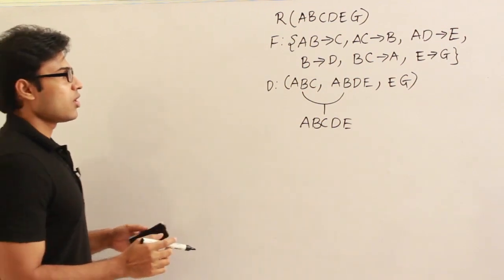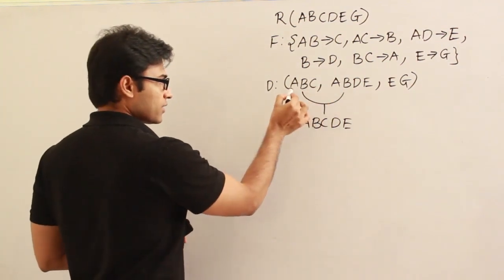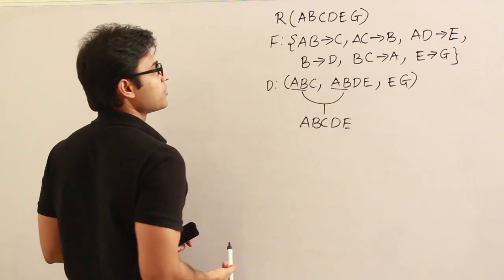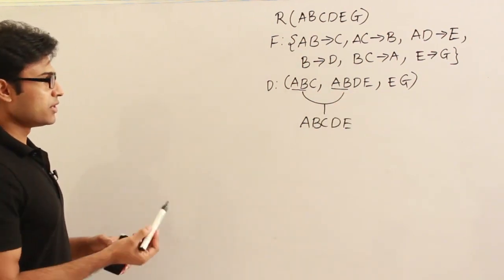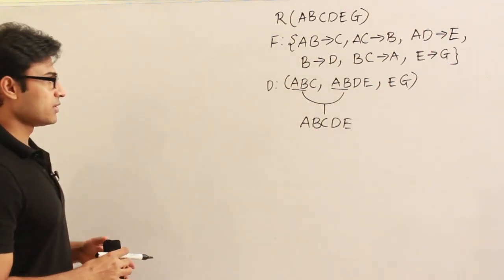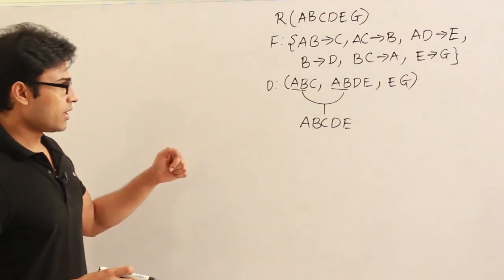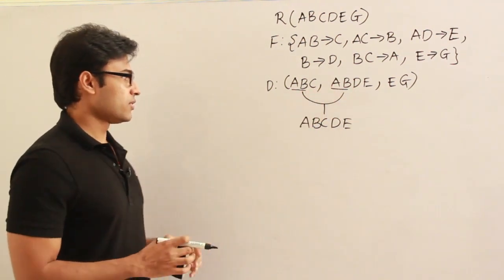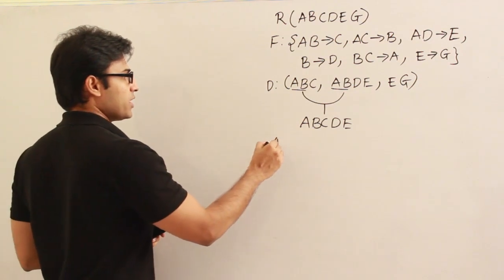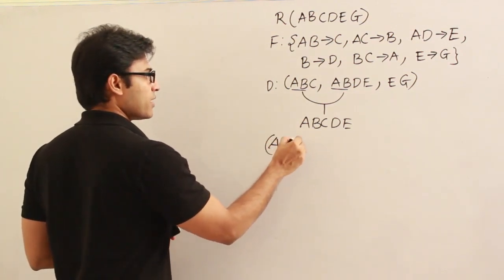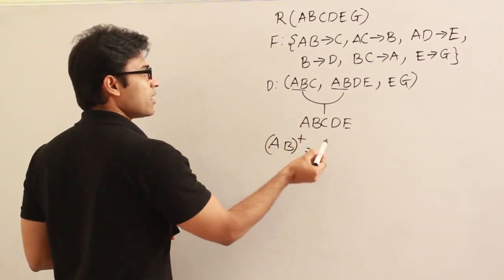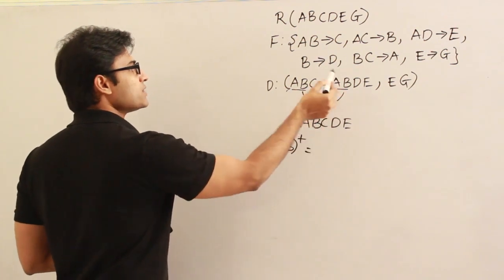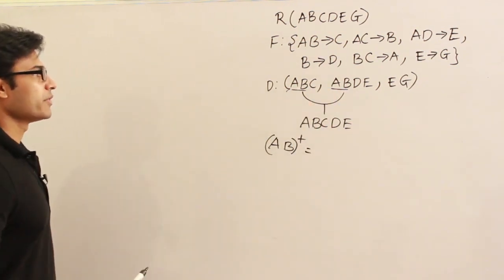Now what is the common attribute between these two? Not one. We have AB as the common attribute, right? Now let's find out AB plus, if that could be a candidate key for this one or this one. I hope you understood why I am finding out AB plus, because that is the common attribute and I want to see whether that could be a candidate key for one of them.